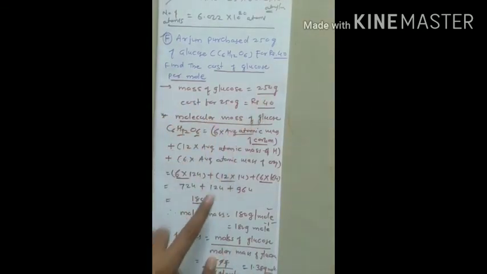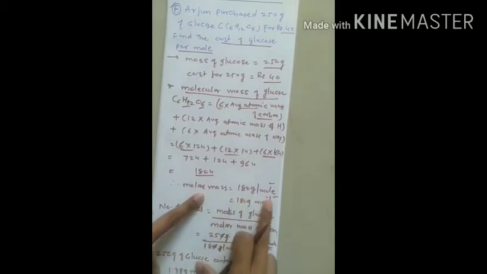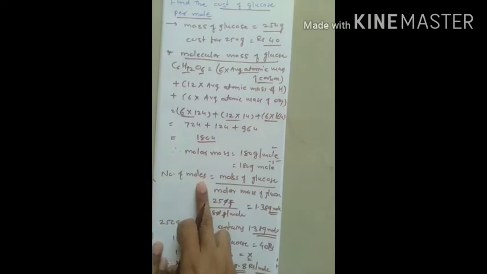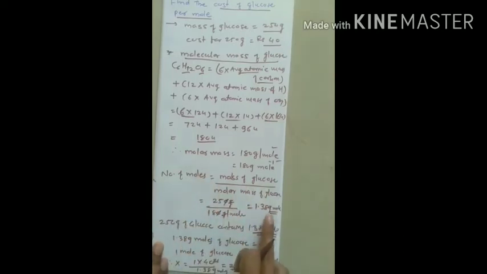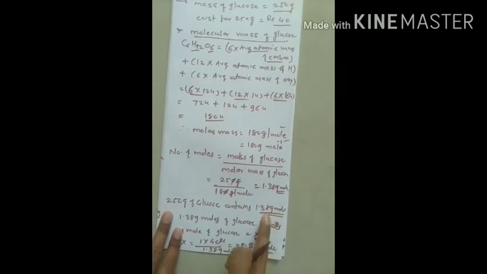For that, I have to calculate the molecular mass, and based on it I am writing the molar mass, which is in gram per mole. Once I get the molar mass, I calculate the number of moles with the help of this formula. It is found to be 1.389 moles, which means 250 gram of glucose contains 1.389 moles, and for 1.389 moles the cost is 40 rupees. Therefore, for 1 mole the cost is calculated this way, and it is found to be 28.8 rupees. This is the cost of glucose per mole.